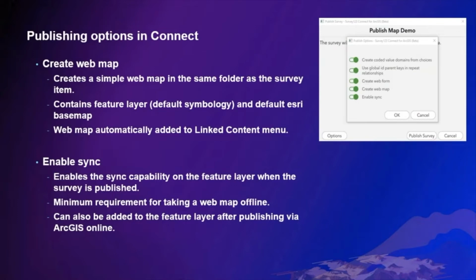Another option is to enable sync. This option determines whether sync will be enabled on the survey's feature layer. This is the minimum requirement if you want to download this layer in a map for offline use. Enable sync can also be turned on after the survey is published.